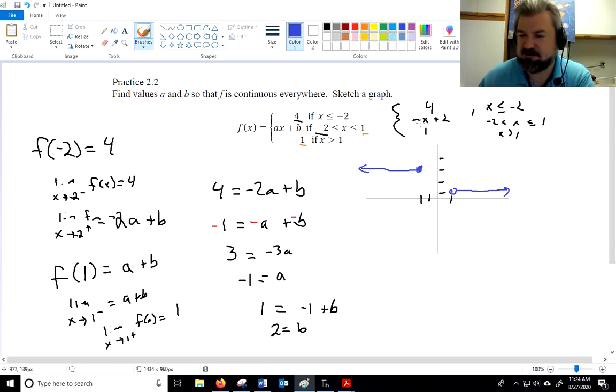That would be a negative 2. That would be a negative 2 times negative 1 is a positive 2, plus 2 is 4. And if we plug in a 1 for x, you get negative 1 plus 2, that's 1. So it just perfectly fills this in right there.